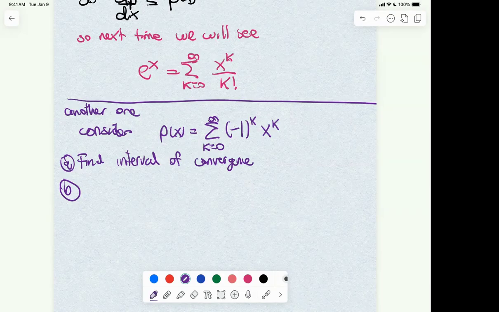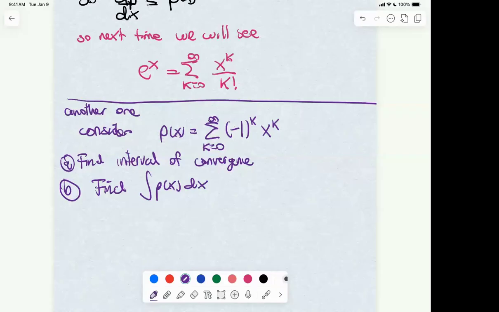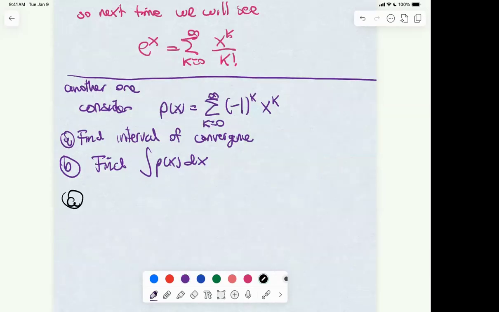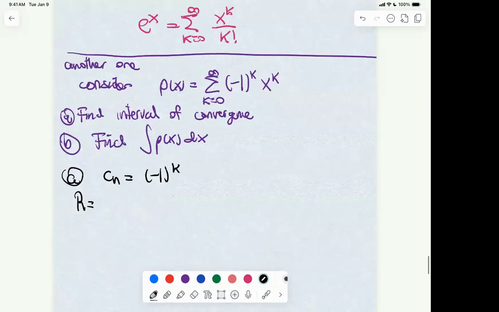Okay, and then I'll integrate this one. So this one is, okay, let's start with the interval of convergence. We can use the formula for the radius of convergence. Here's Cn, it's always the coefficient in front of x to the k. So Cn in this case is (-1)^k. And for the radius, we have to look at the limit as n goes to infinity of the Cn's in absolute value, right? That's why I put the negative ones, because they're more interesting that way.